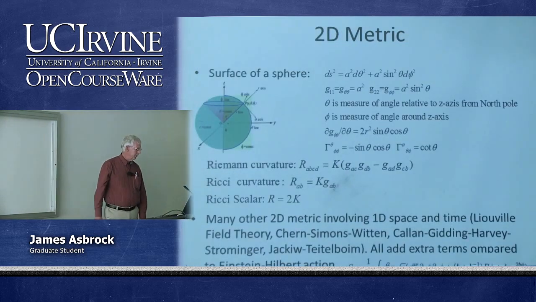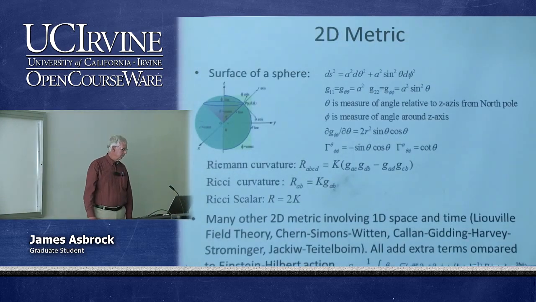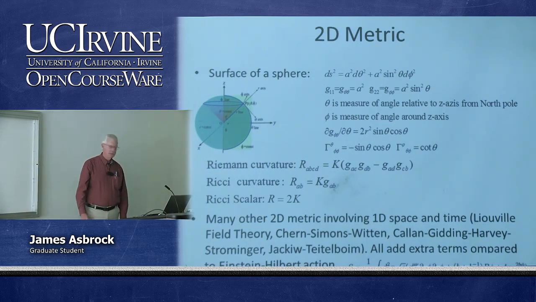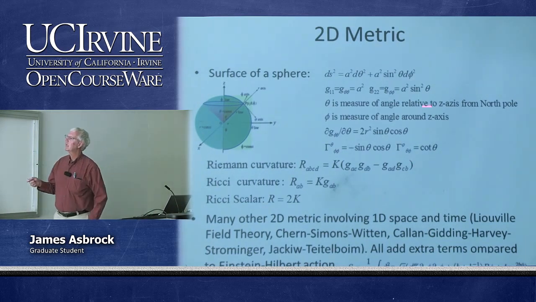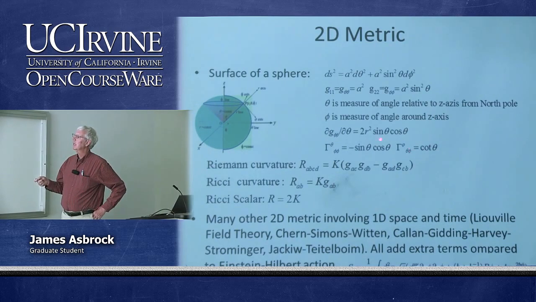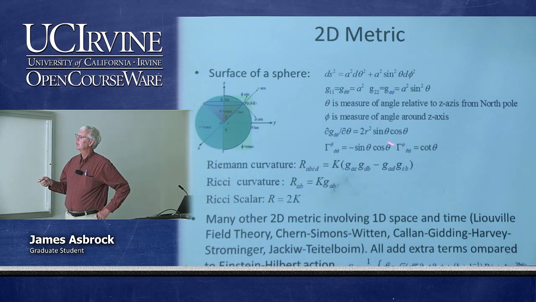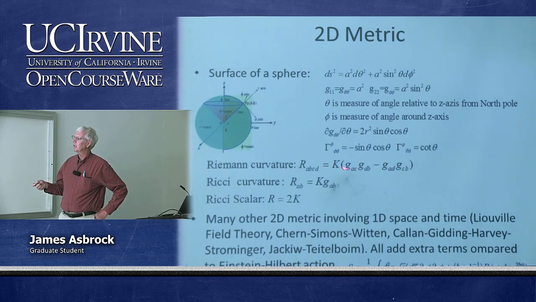So examples, we went through the 2D metric in class, where the only two things that come out of the metric, everything else is 0, are these two Christoffel symbols. So the Riemann curvature is given by this in terms of the Gaussian curvature, and the Ricci curvature and the Ricci scalar, where K here is the Gaussian curvature.